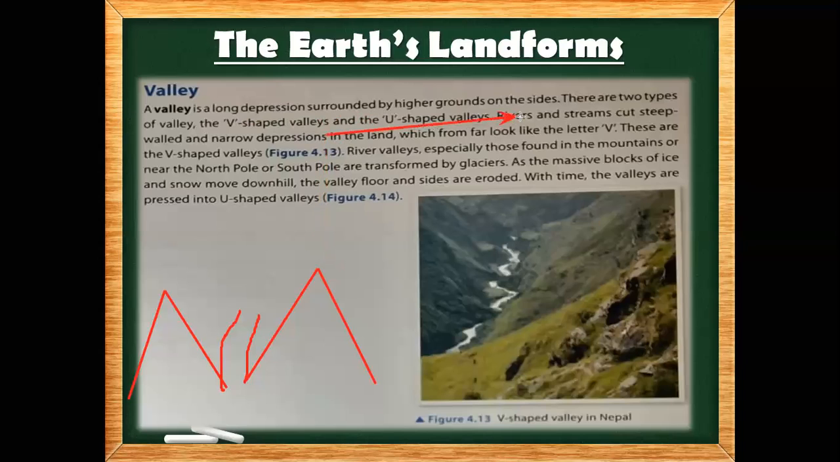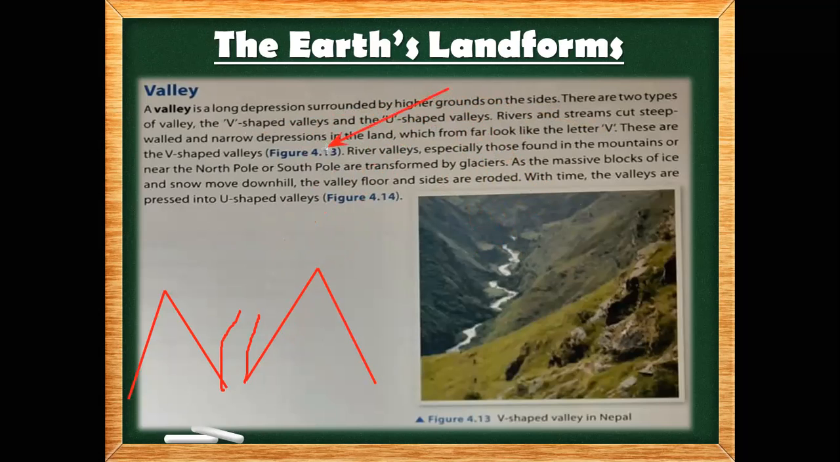Rivers and streams cut steep-walled, narrow depressions in the land. Steep means sharp. They are saying the rivers basically cut down the sharp edges between the mountains. When they cut the sharp edges, the walls on the sides become the highest, and in between there is a river or the area. From far, it looks like the letter V. Yes, in this picture they are also looking like a V shape. These are the V-shaped valleys.